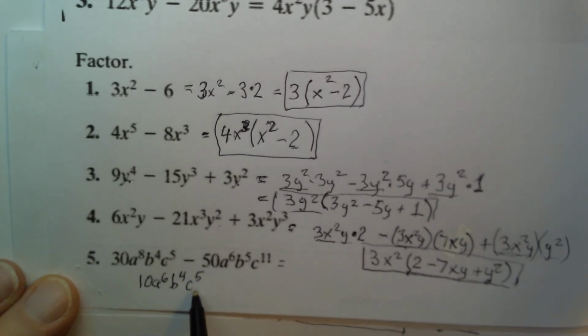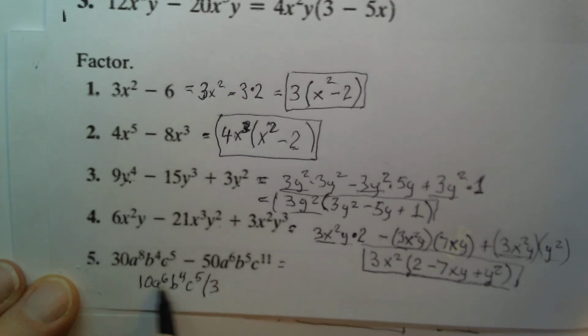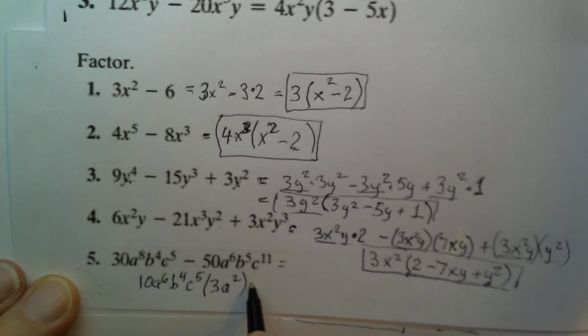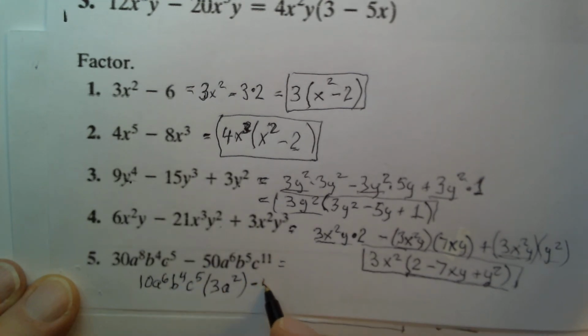So then for the first term, we would have to have a 3, so that 10 times 3 is 30, and we have an a to the 6, so inside the parentheses we need an a squared, because then a squared times a to the 6 is a to the 8th, and we have b to the 4th and c to the 5th, that's already the lowest ones. So minus, and when we factor 10 from 50, we get a minus 5.